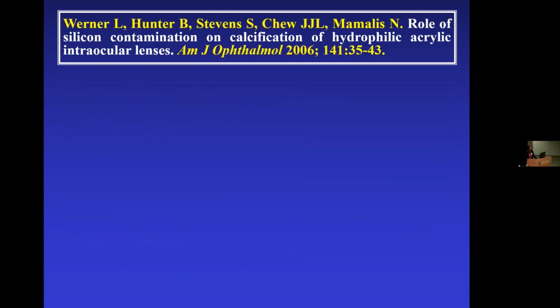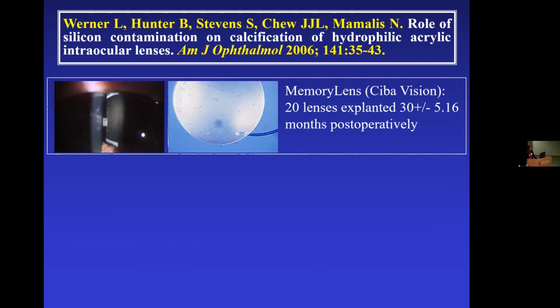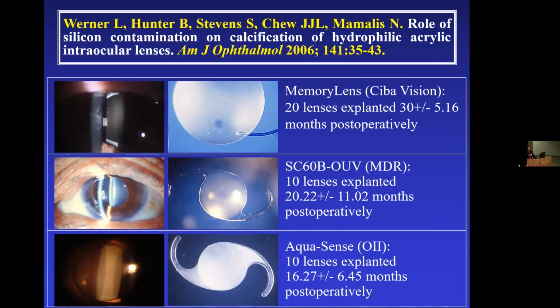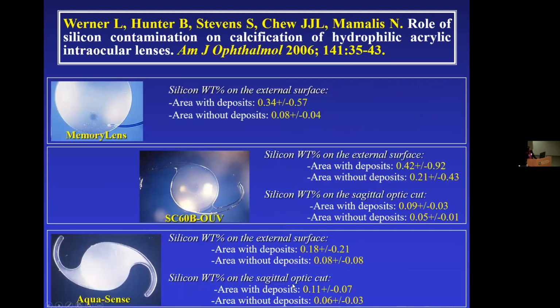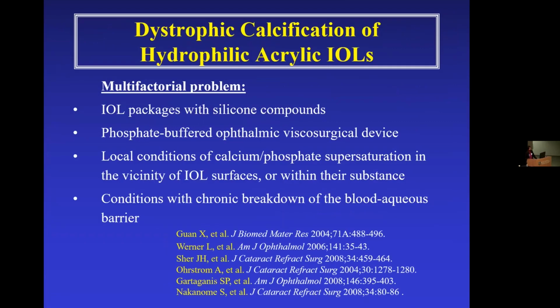So because of that study, we decided to do studies on the other lenses that were involved in large-scale problems of calcification, such as the Memory Lens, the SC60BOV, and the AquaSense. And again, we could demonstrate that the concentration of the element silicon was always higher in relation to the calcified deposits. So there was also some kind of problem with the packaging of those lenses. But what you have to know is that calcification is a very difficult problem to study. It is a multifactorial problem.